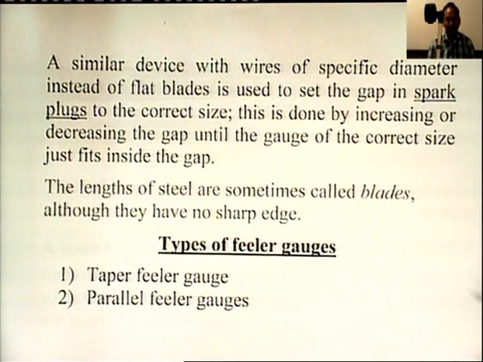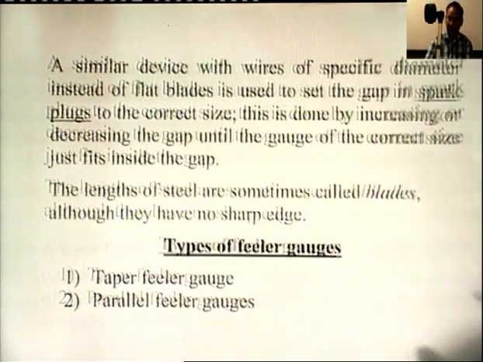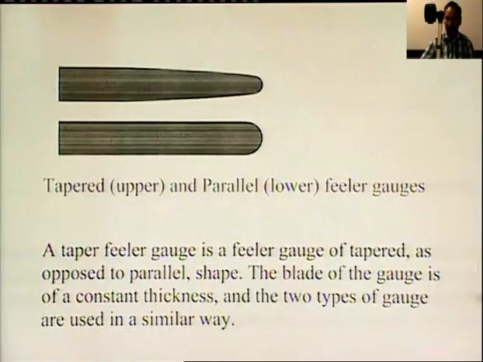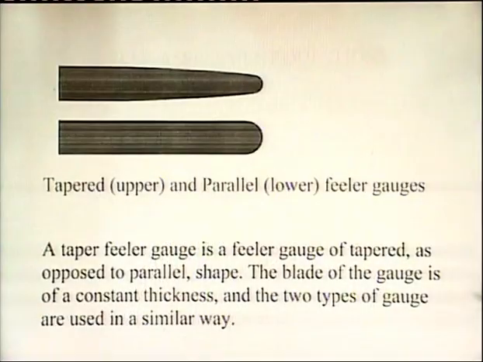The types of feeler gauges are taper feeler gauge and parallel feeler gauge. So, taper shown in the upper diagram and parallel shown in the lower diagram. A taper feeler gauge is a feeler gauge that is tapered as opposed to parallel shape. The blade of the parallel gauge is of constant thickness, and the two types of gauges are used in similar ways.